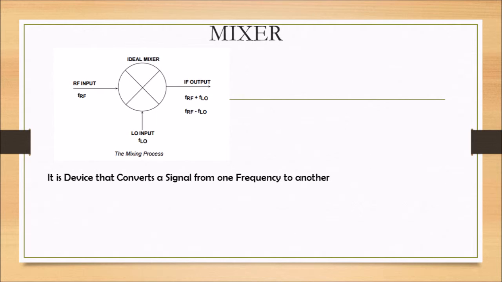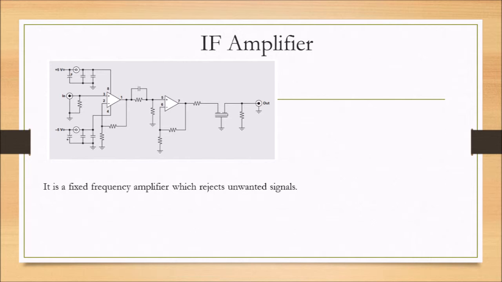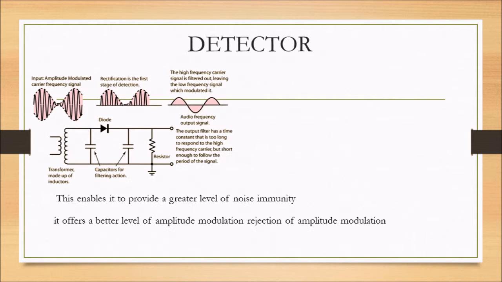The amplified signal from the RF amplifier is then applied to the mixer stage. The second input of the mixer comes from the local oscillator. The two input frequencies of the mixer generate an IF signal of 10.7 MHz. The signal, after passing from the mixer, is amplified by the IF amplifier. The signal after passing from the IF amplifier is passed through the detector.